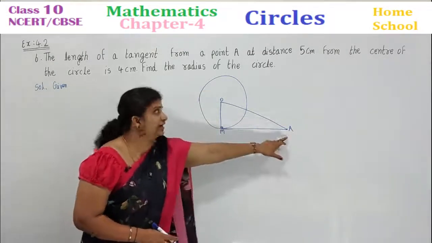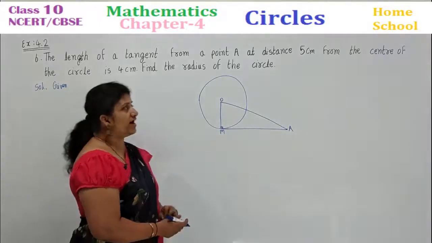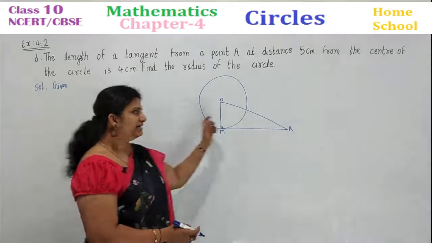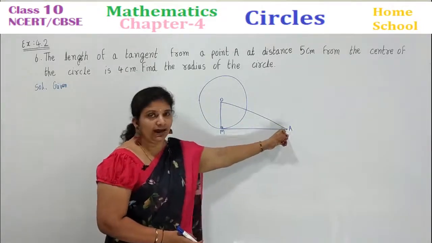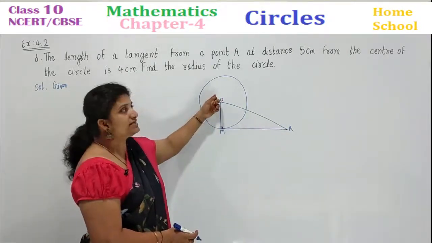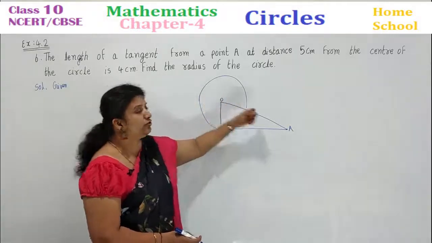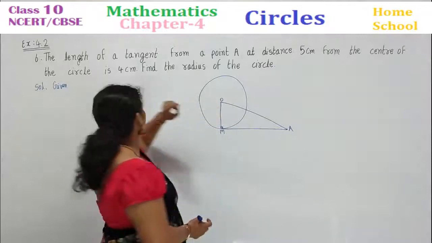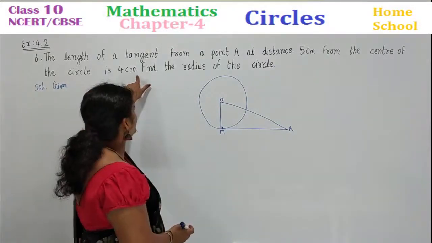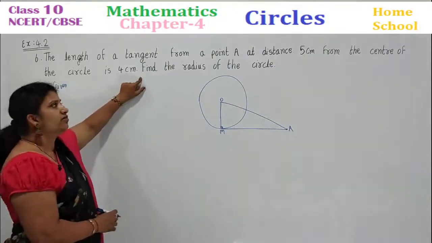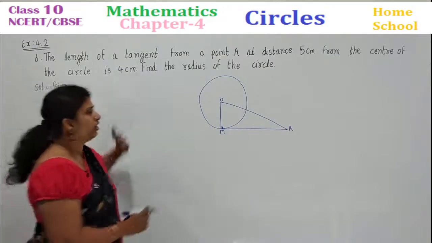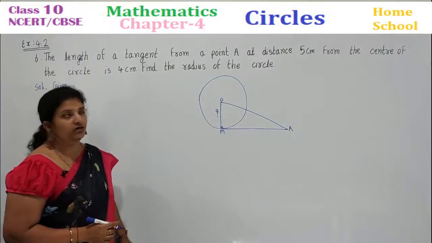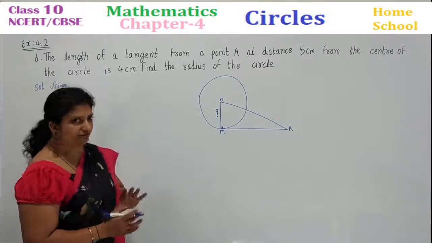Tangent from a point A at a distance 5 centimeters from the center. Where is that, children? Tangent at point A they are talking about, and at a distance from the center they are saying. Center to point A is how much? 5 centimeters. From the center of the circle is 4 centimeters. Find the radius of the circle. Find the radius means this we don't know. Now once again I read the question carefully.